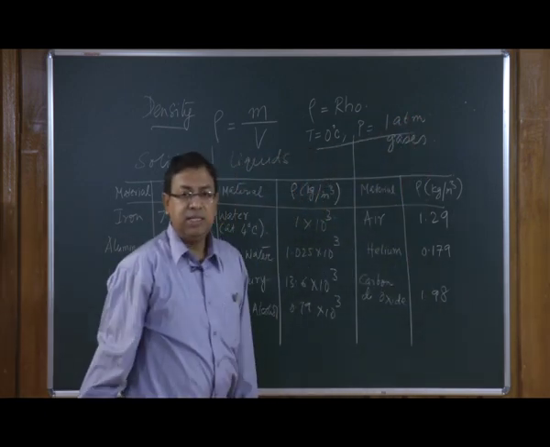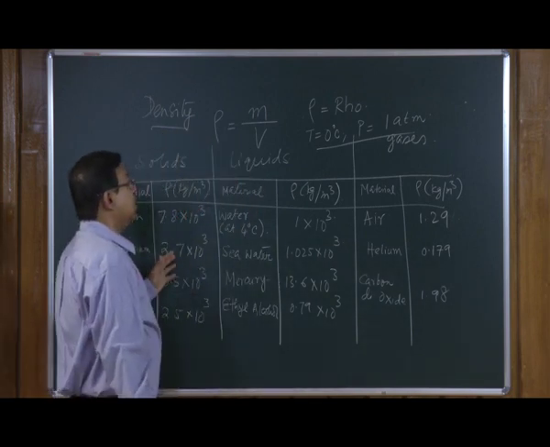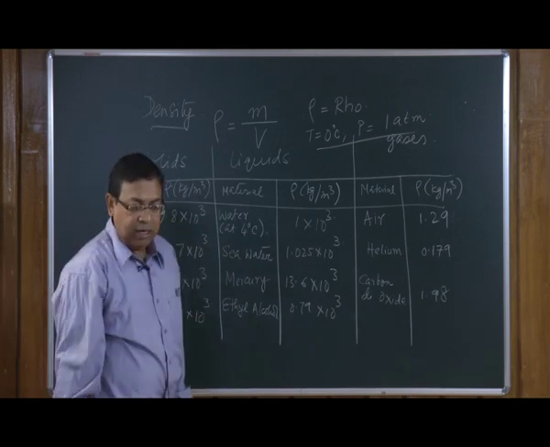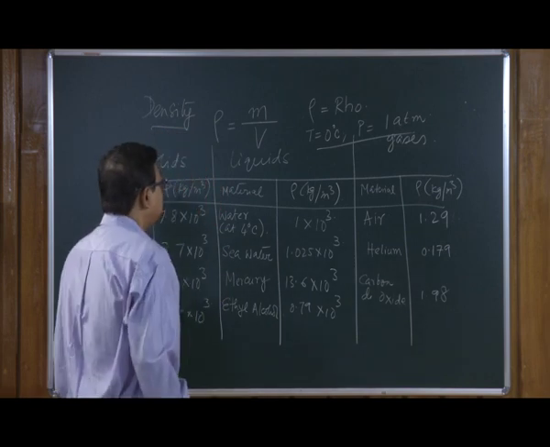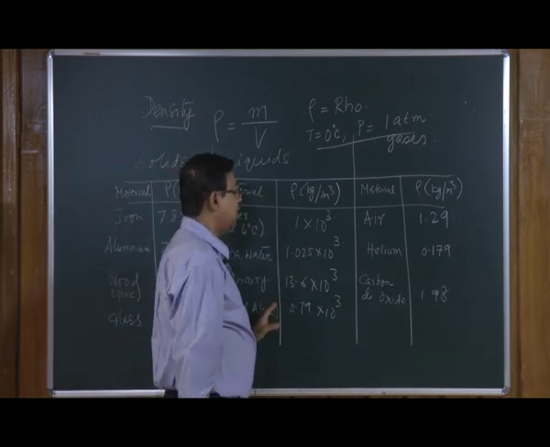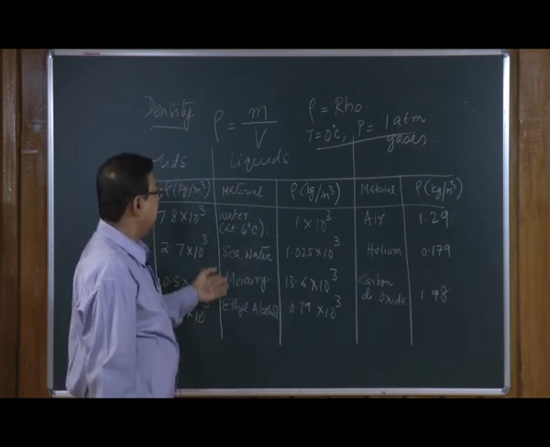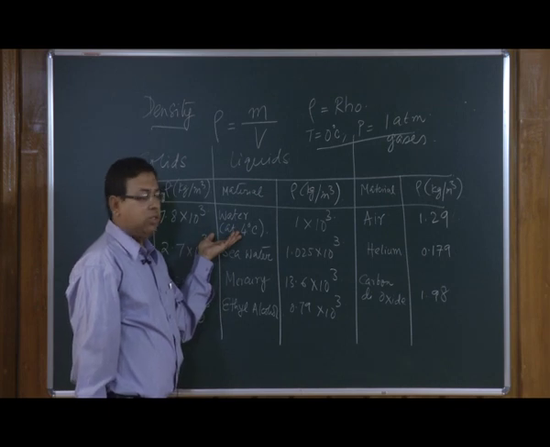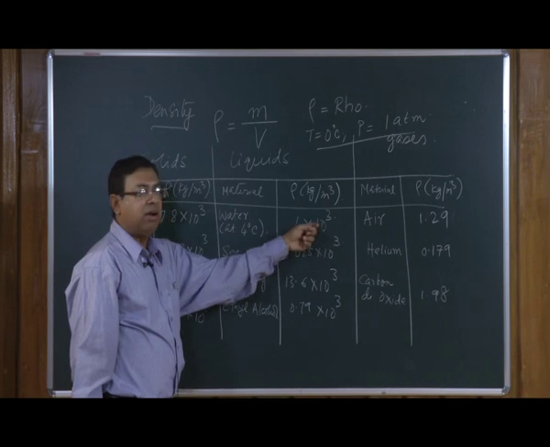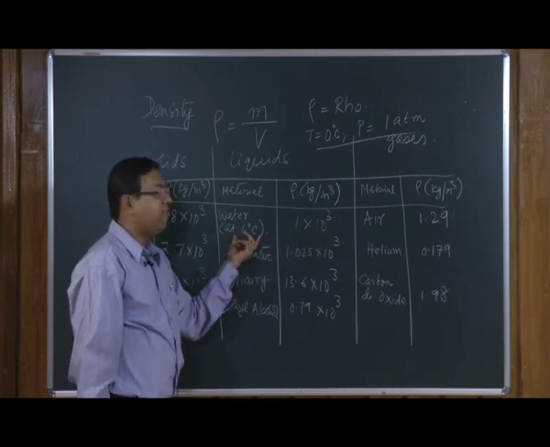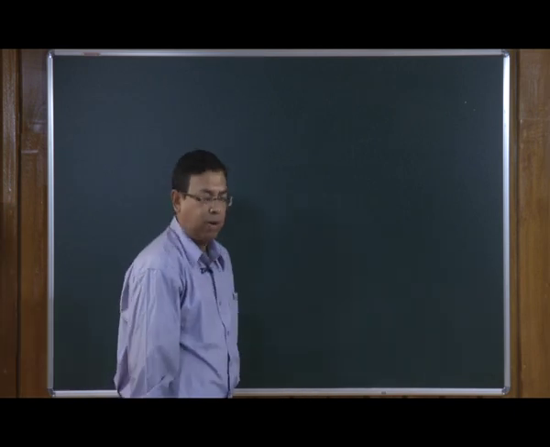In fact, as we have talked earlier, these densities are actually functions of temperature and pressure. So, it is important to mention the temperature and pressure at which the values are quoted. Except for water, the value is equal to 1 into 10 cube kg per meter cube, or 1 gram per cc at 4 degree centigrade. So, let us now do a simple numerical problem.